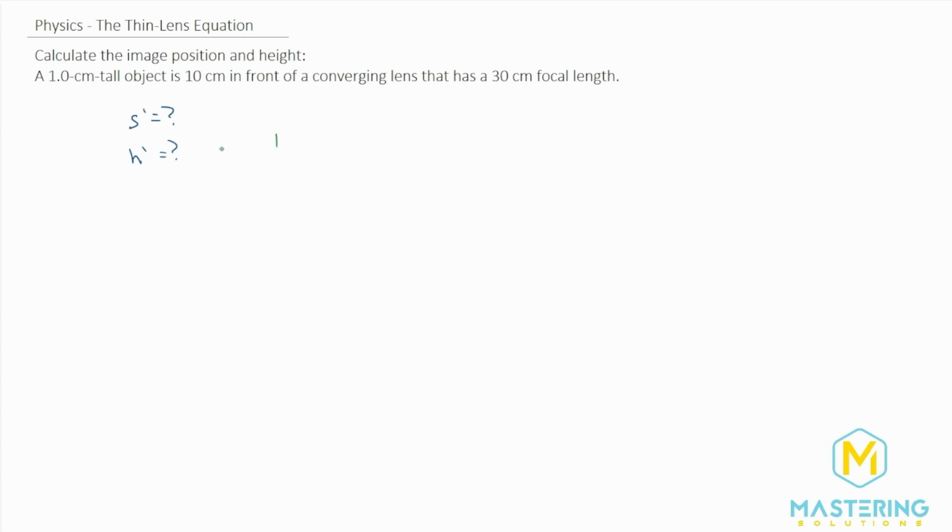The thin lens equation says that the power of the lens is equal to the inverse of the focal length in meters. That's equal to 1 over S prime plus 1 over S. We need to solve for this, so if we subtract 1 over S, we have 1 over S prime, or the image distance, is equal to 1 over F minus 1 over the object distance.